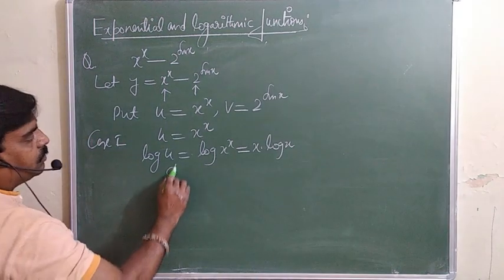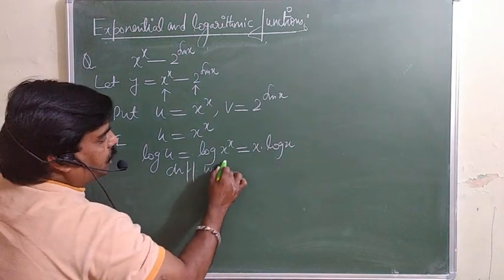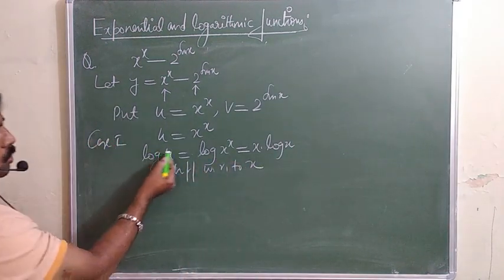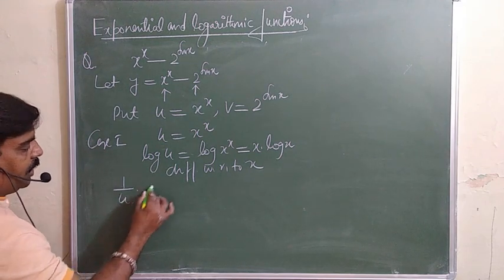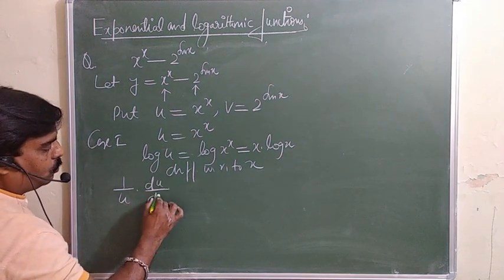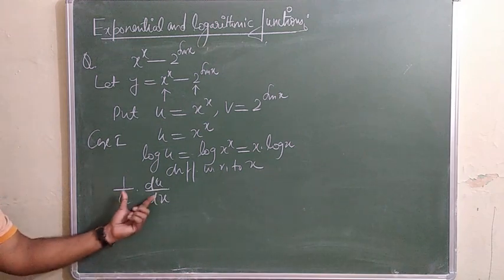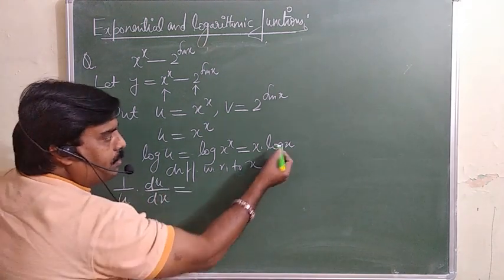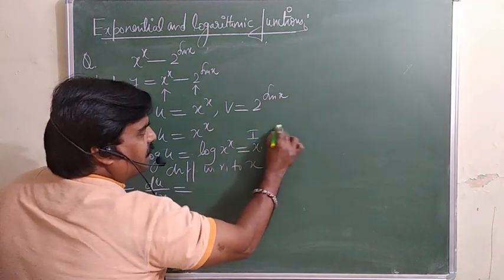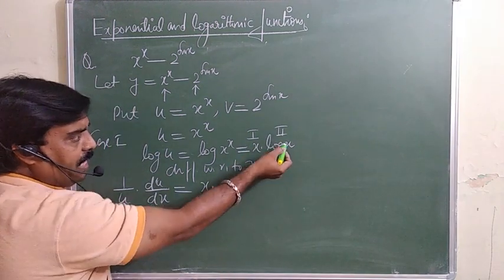Now you can differentiate with respect to x. So log u means 1 over u and the derivative of u is du over dx. Chain rule we will apply. Here product rule we will do. This is your first and second. First times the derivative of the second.